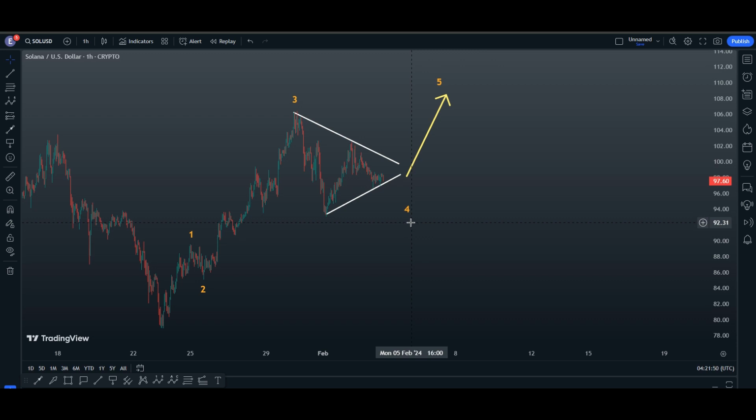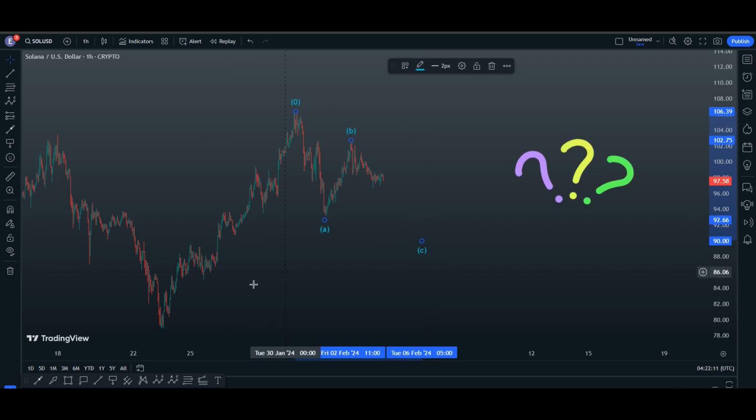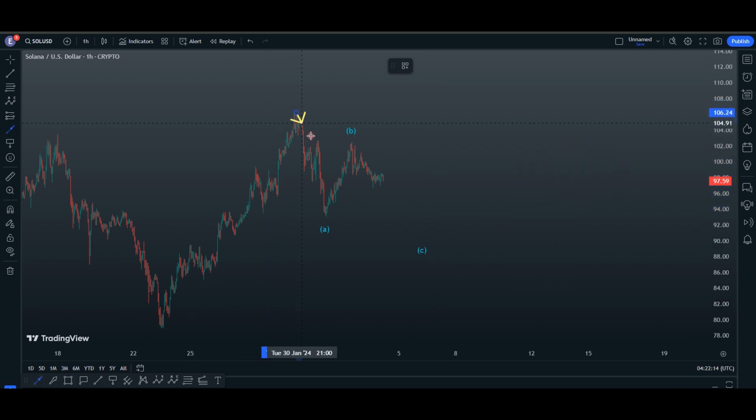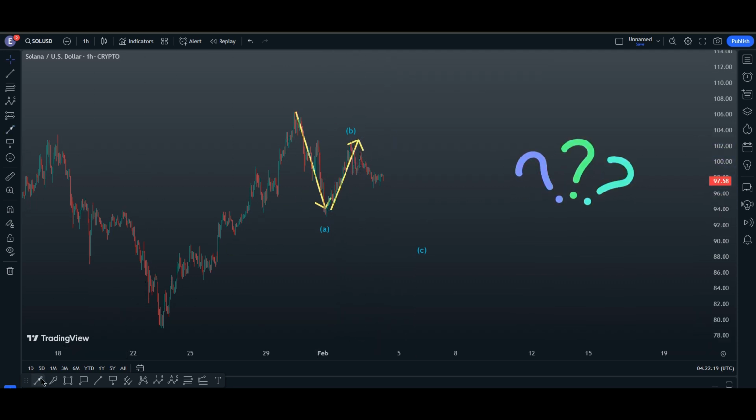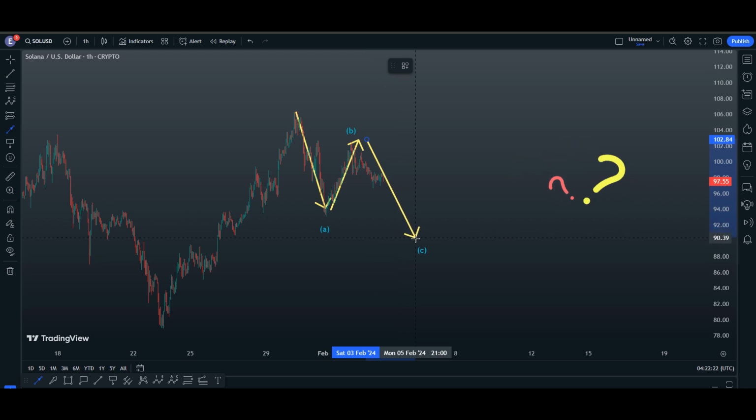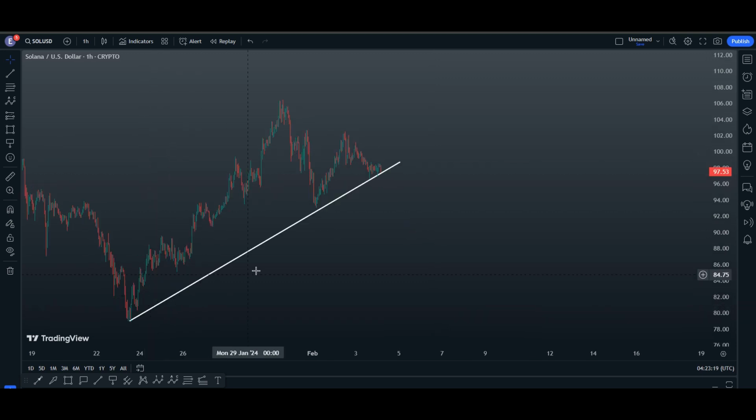We don't know. Maybe this is ABC. Is A, B, C. And maybe this is our trend line. It's not good trend line, but maybe it work.